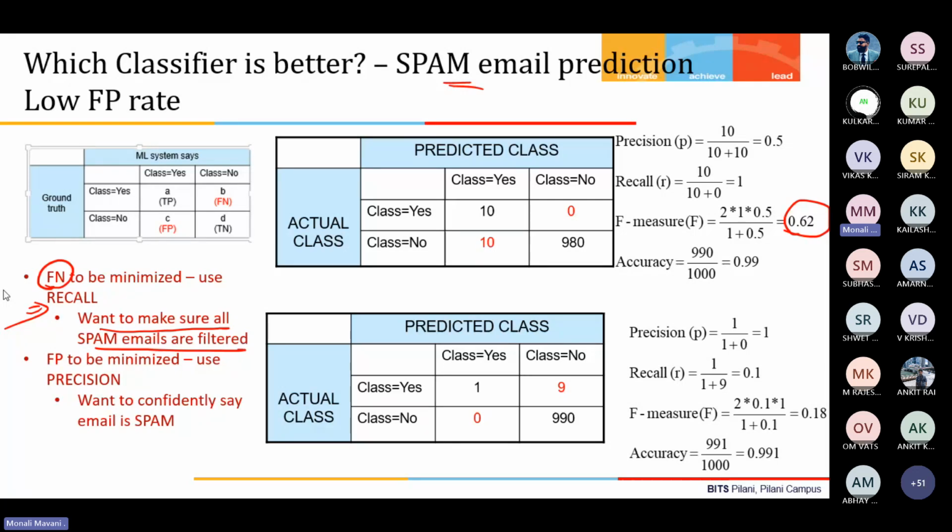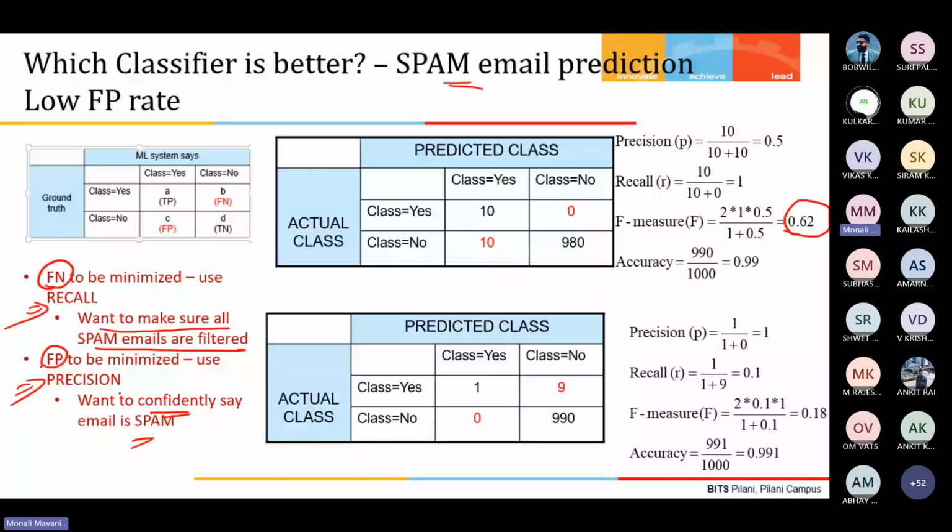Compared to that, now you change your objective. You want to confidently say that an email is spam. Your confidence level, you want to increase. You don't want non-spam emails to be flagged as spam. In that case, you want to reduce the false positives and you will use a system with high precision.